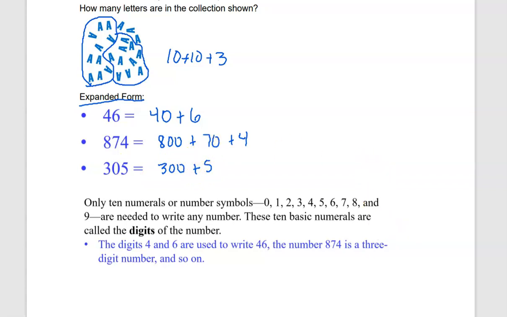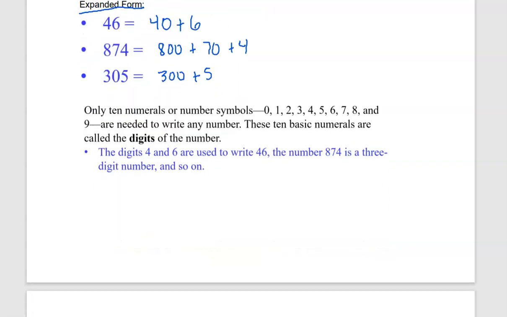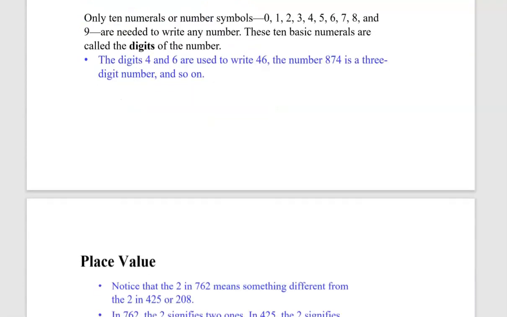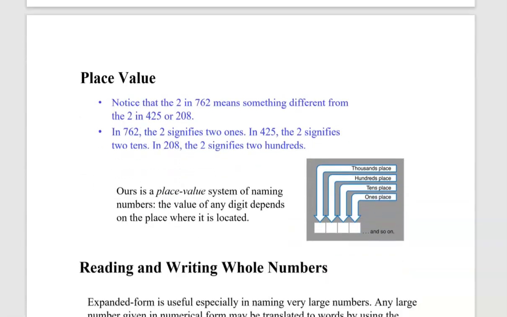Only 10 numerals are needed for our number system, 0 through 9, and every number is made of those. So the digits 4 and 6 are used to write 46. The number 874 is a 3-digit number, so on.